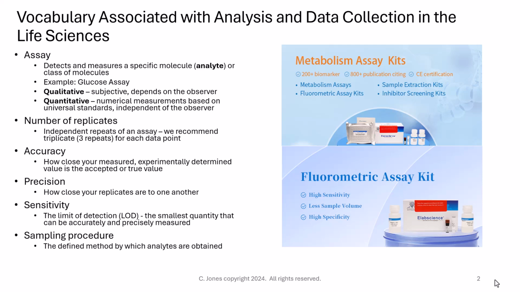Then accuracy. Accuracy is how close your measured or experimentally determined value is to the true value or the value that is universally accepted. So accuracy, how close your value is to the true value. Precision is how close your replicates are to one another. So precision is independent of accuracy. You can be precisely inaccurate. That is, every measure you made could be very close to every other measure you made, but could still be wrong.